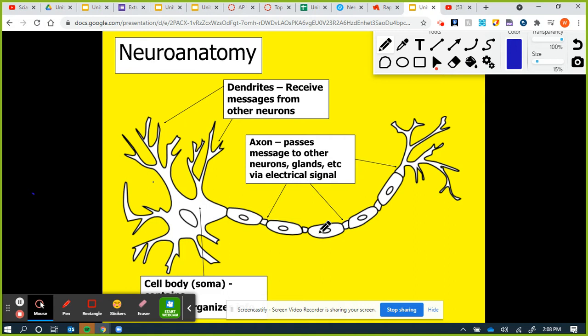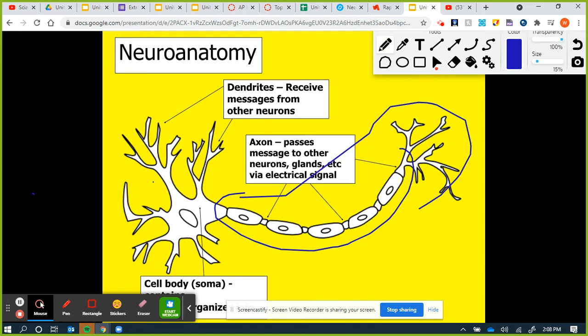Coming off of the cell body, this wire-like structure right here is called the axon. The axon is a wire. Electrical messages called action potentials travel down the axon. Just imagine if you plug in your iPhone charger, the electrical signal travels down that wire, just like with an axon.